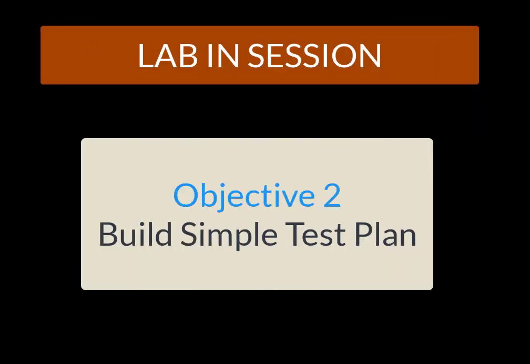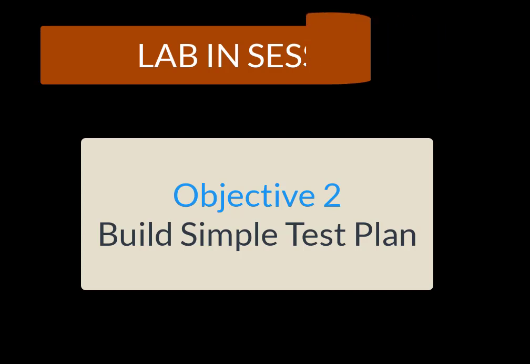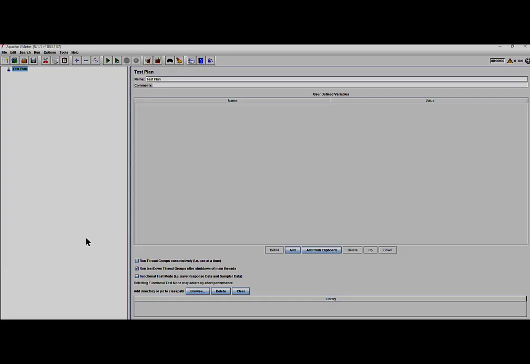And here is Objective 2, Build Simple Test Plan. The objective of this portion of the lab is to build a simple test plan. Before I do that, I just want to remind you of a few buttons on the icon bar, as well as point out a couple of new ones that I have not mentioned.